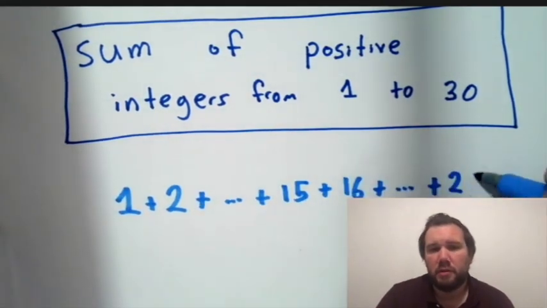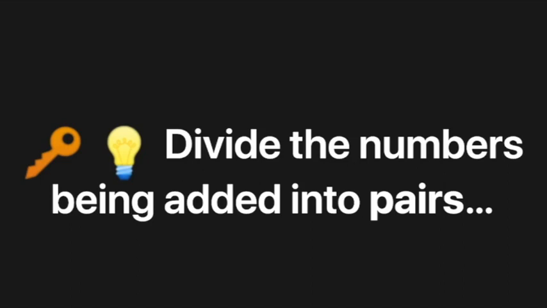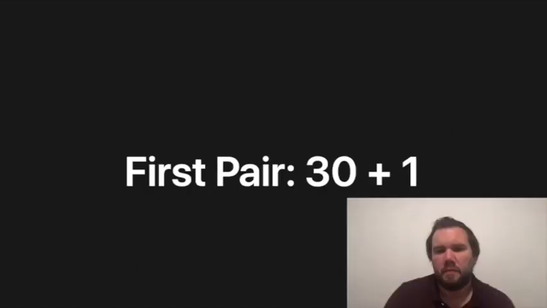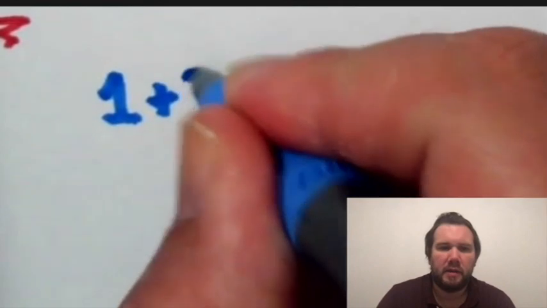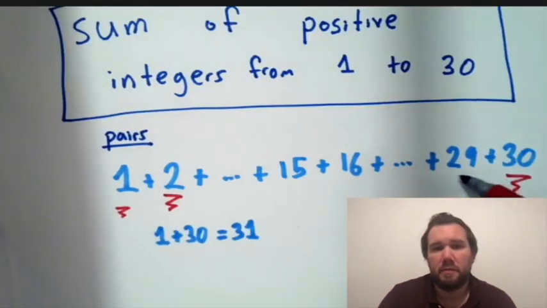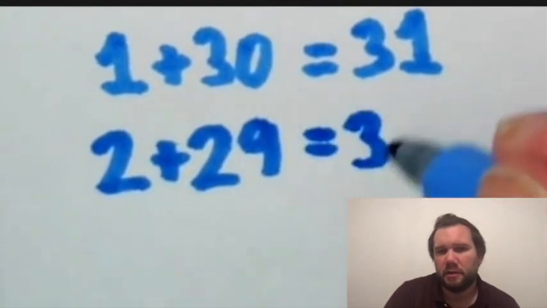So we're adding 1 plus 2 plus ... up to 30. The key idea is that we want to divide the numbers that are being added into pairs. The first pair we're going to look at is 30 plus 1. So we take 1 and 30 and we add them together and we get 31. Then we can look at the next pair, which is 2 and 29, and that pair also adds to 31.